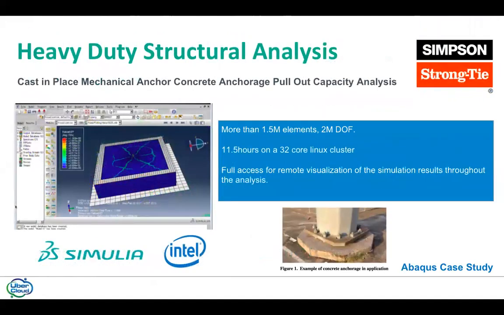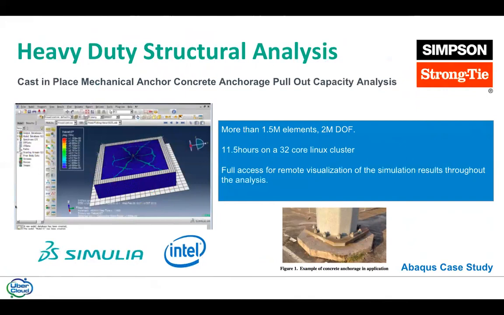So here is another Abaqus case study. And this is for heavy-duty structural analysis. It's for cast-in-place concrete anchorage pull-out capacity analysis. And this was conducted by Frank, an engineer at Simpson Strong Tie, and the study was sponsored by Intel. So his model had more than 1.5 million elements and 2 million degrees of freedom.